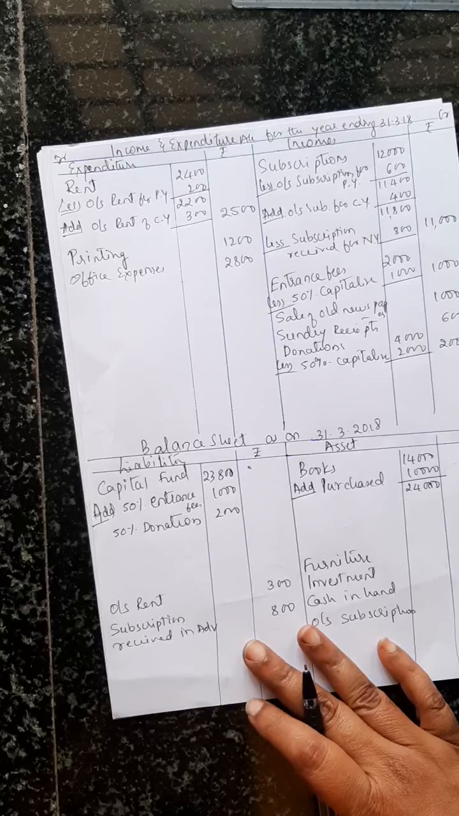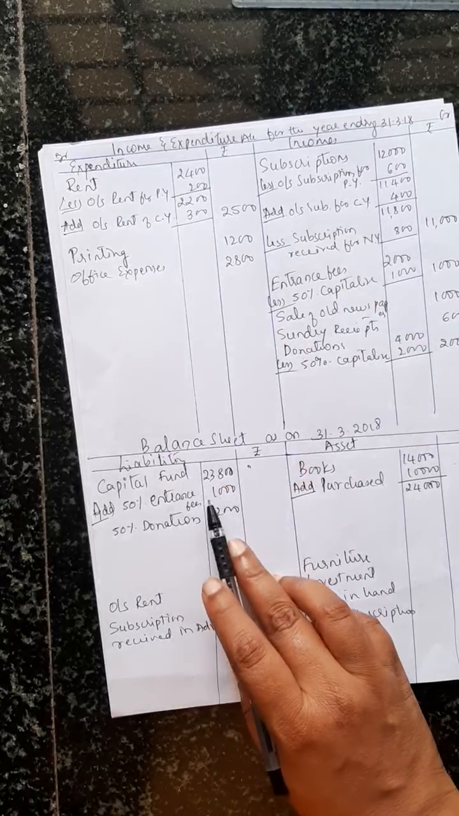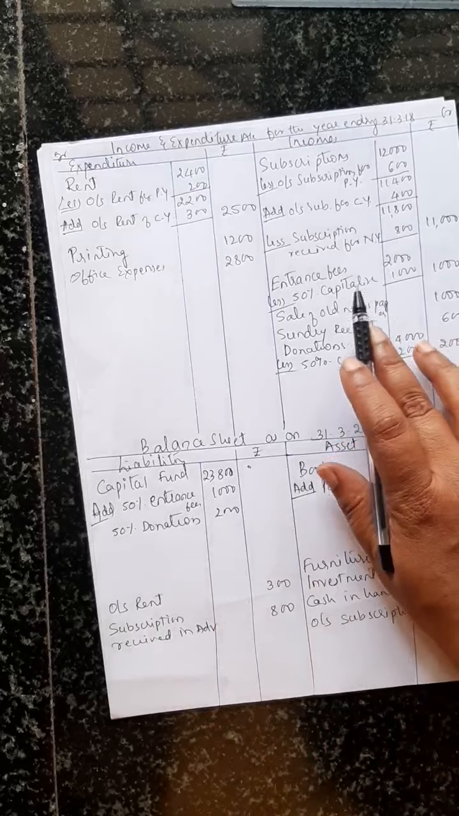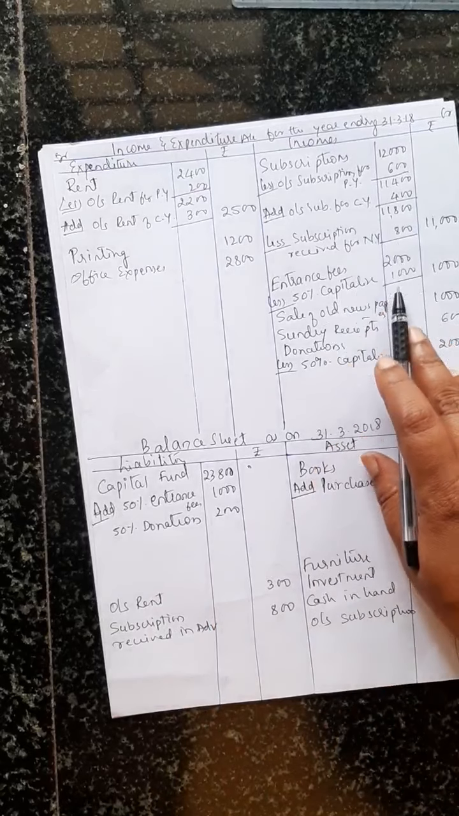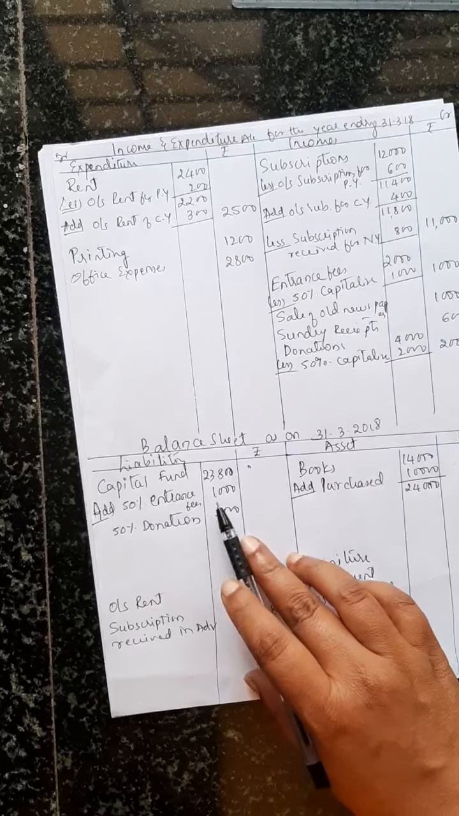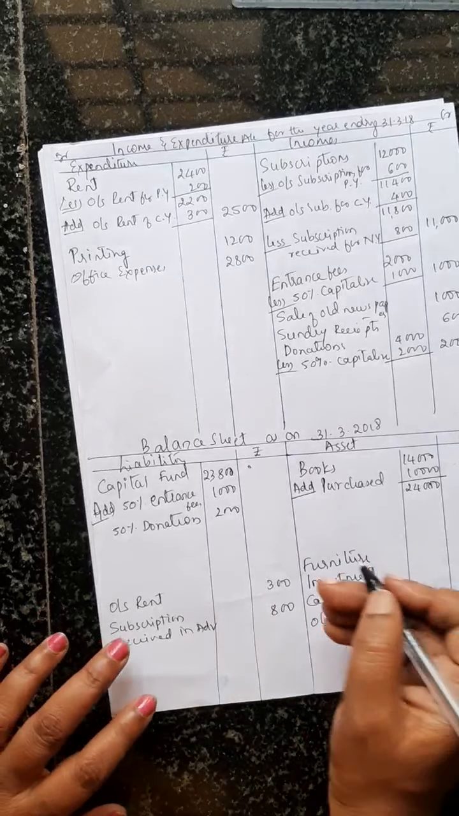Then what is the fourth adjustment, which we have already done, that is related to entrance fees and donation. Half of the entrance fees capitalized, half of the donation capitalized. So here we have deducted and here we have added. Half we have shown here and half we have shown here. Then depreciate the books.